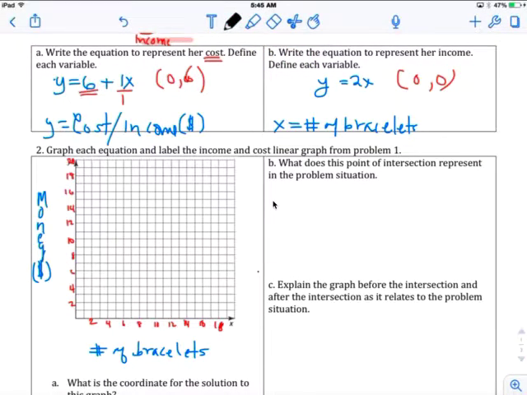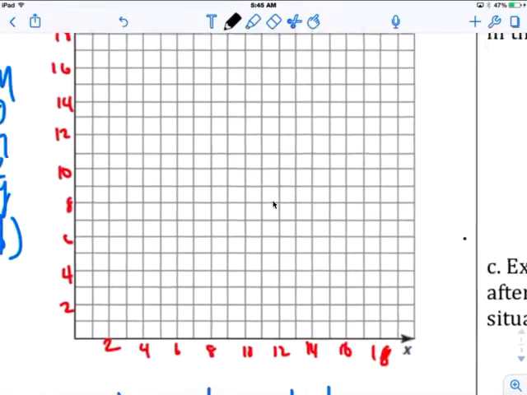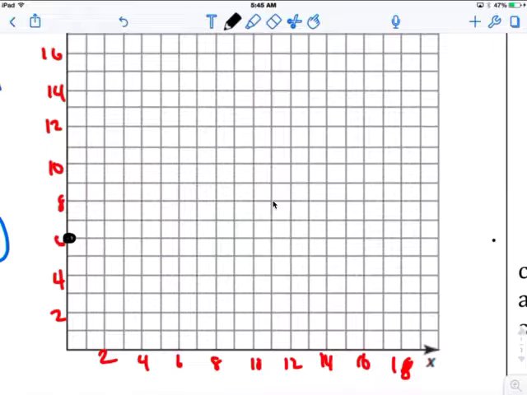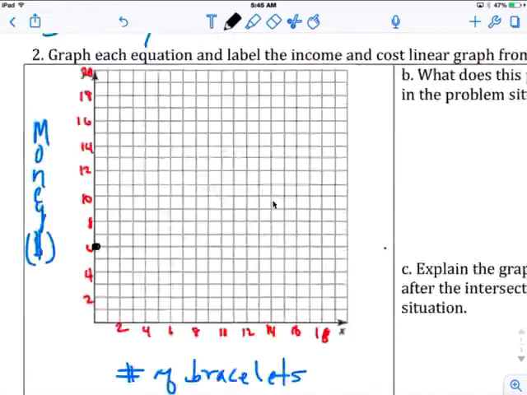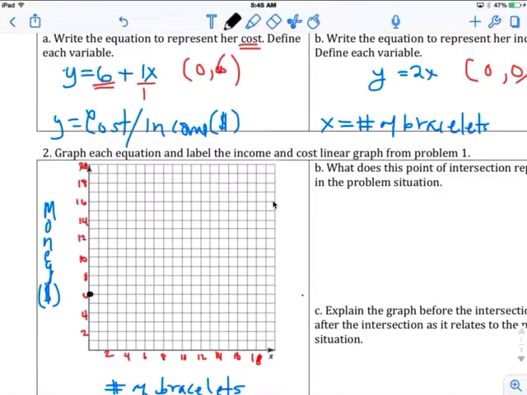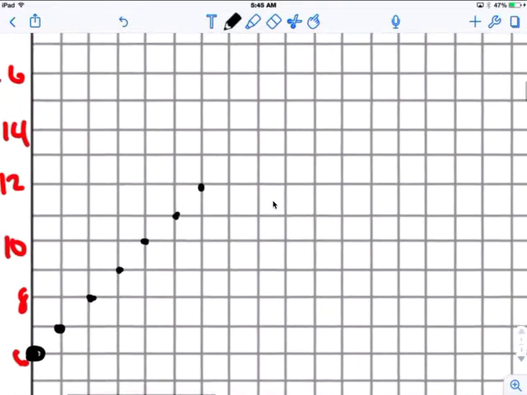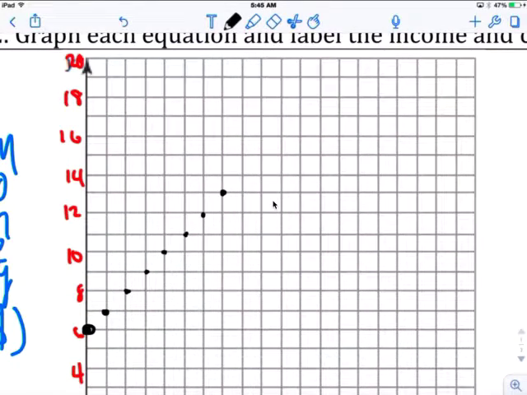All right. Start at 0, 0 right there. And then that's called a y-intercept. Go up 1 over right 1. That's up 1 over 1. All the way. That is the cost.